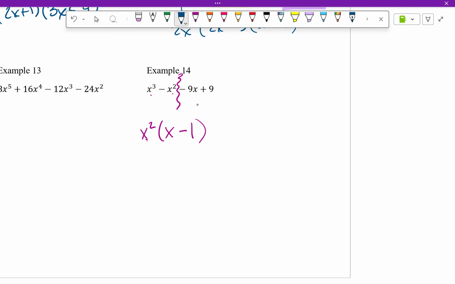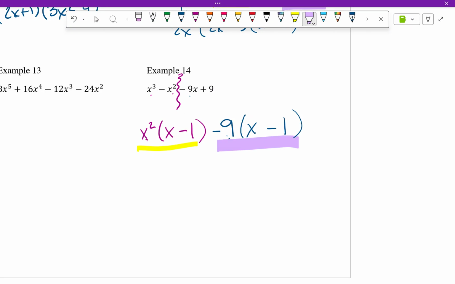Second group. What's the greatest common factor? Negative 9. Notice most of them have had a negative there. It'll probably mess you up when there's a plus, because we've done so many with a negative. What times negative 9 is negative 9x? What times negative 9 is 9? Negative 1.